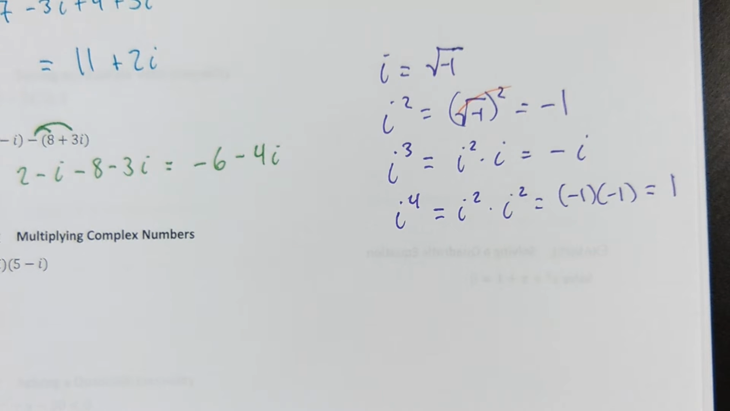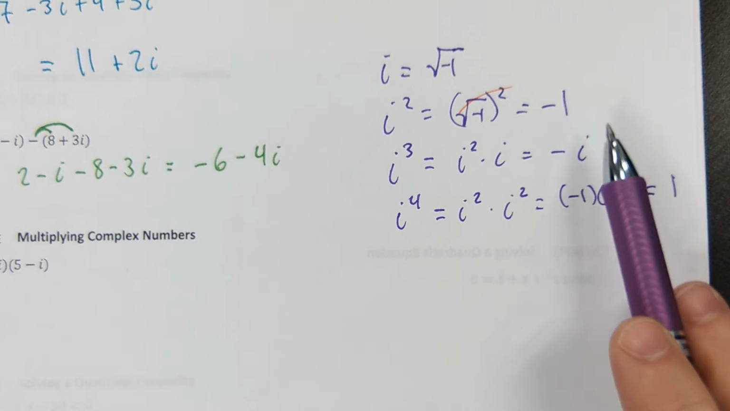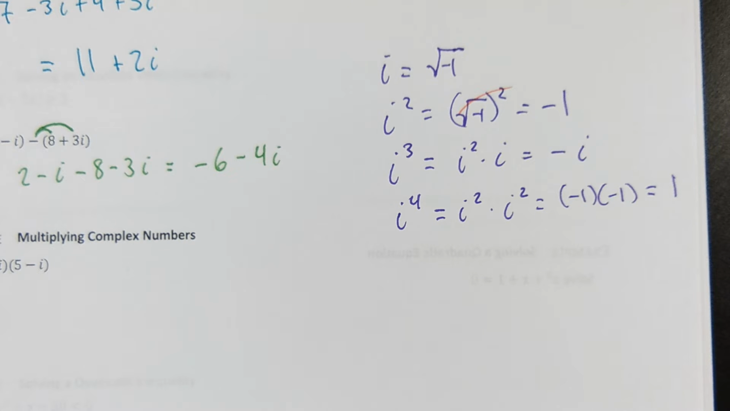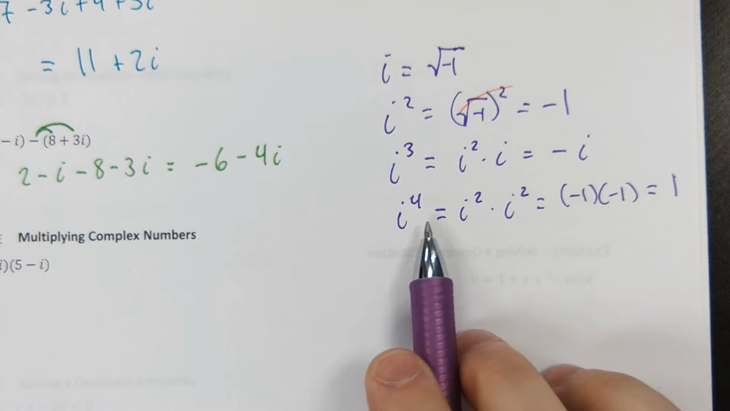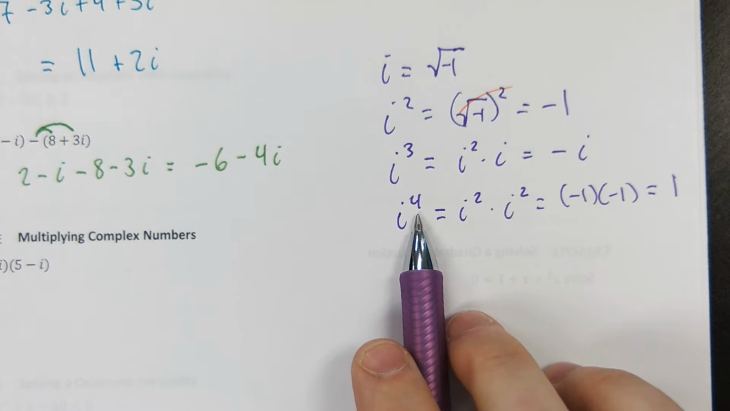Okay. And those four powers of i, i to the 1st, 2nd, 3rd, and 4th, represent the only four values that exponents of i can take on. It doesn't matter what the exponent is on the i, it is one of these four values. It's either i, negative 1, negative i, or 1. It has to be one of those. The reason why is because every time you have an i to the 4th, that's just a 1.